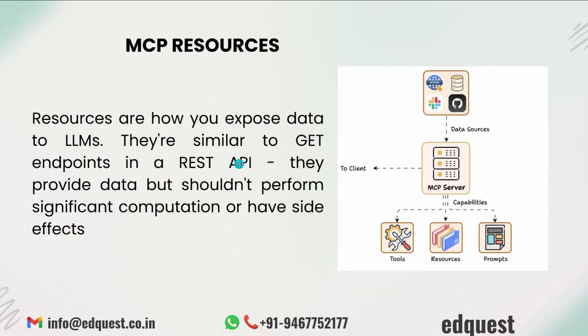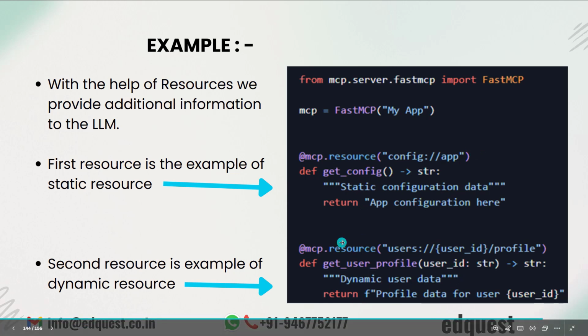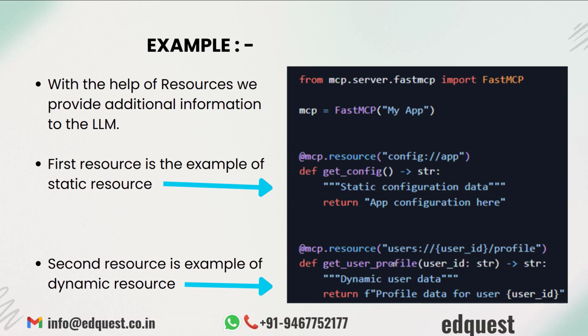MCP resources. These are passive assets: files, documents, databases, or repositories that tools can use. They do not perform actions, but they support actions. With the help of resources, we can provide additional information to the LLM. So this resource is an example of a static resource, and the second one is an example of a dynamic resource. Here we are providing the user ID to the tool as a resource.